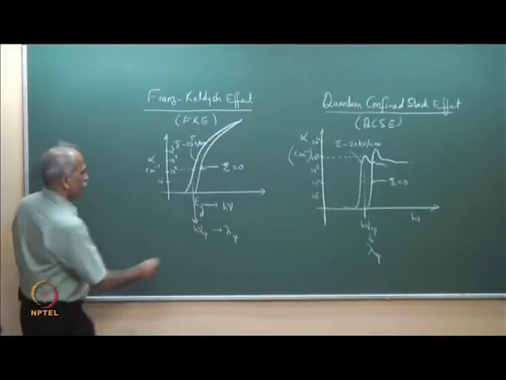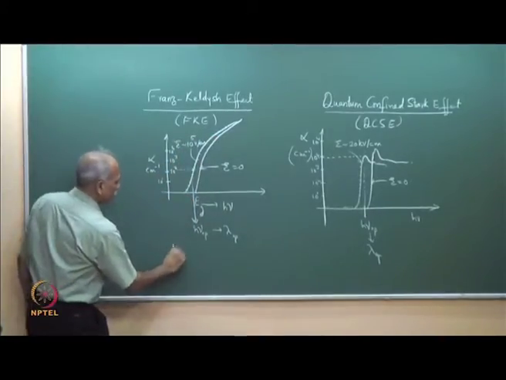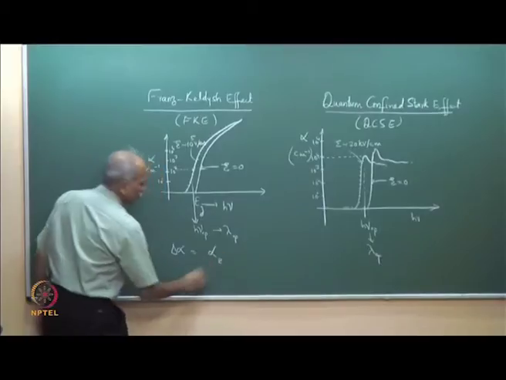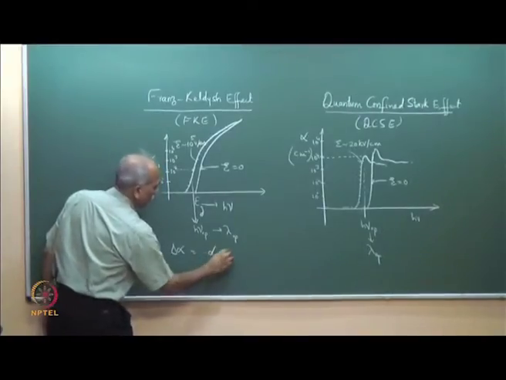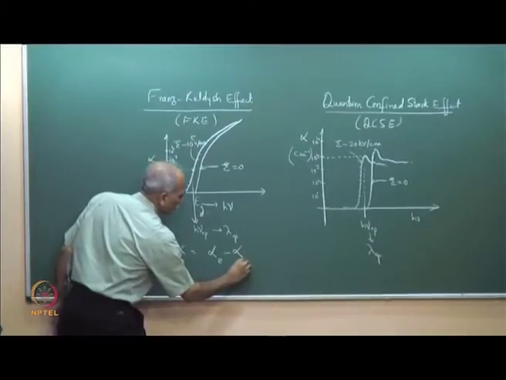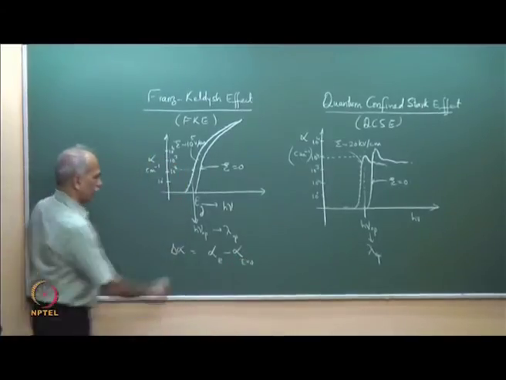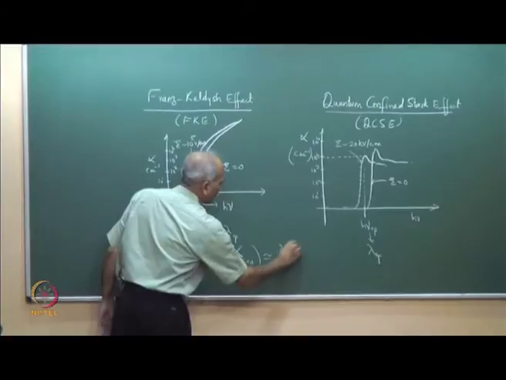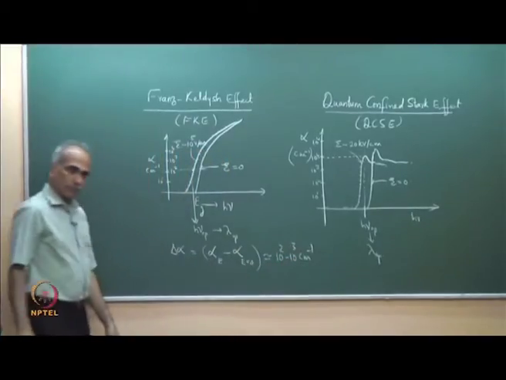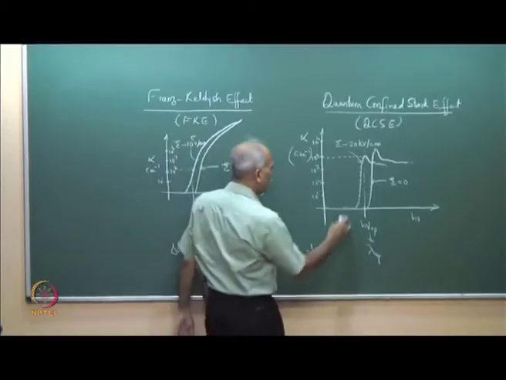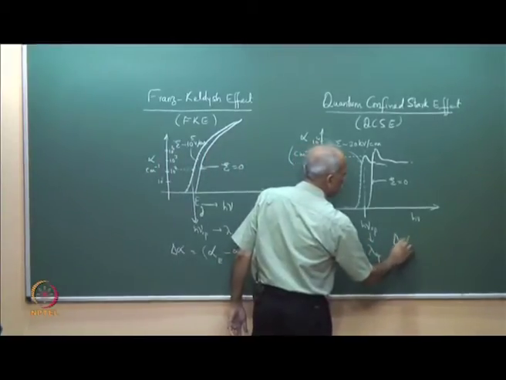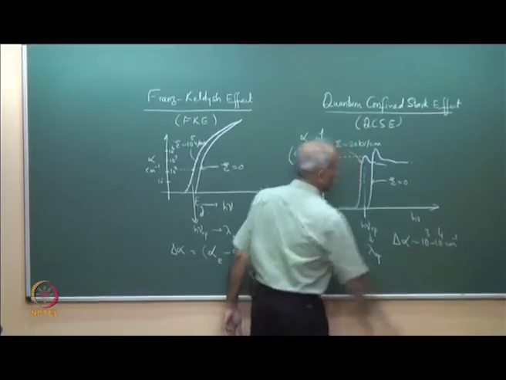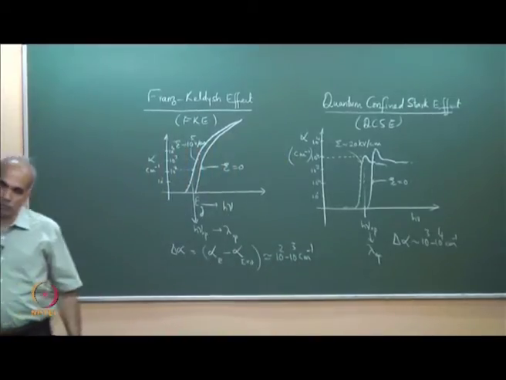So, the typical delta alpha that you can get, which means delta alpha equals alpha in the presence of E minus alpha with E equal to 0, the change in attenuation coefficient, is of the order of 10 to the power of 2 to 10 to the power of 3 centimeter inverse. Whereas, in this case delta alpha is typically of the order of 10 to the power of 3 to 10 to the power of 4 centimeter inverse, about 10 times more.